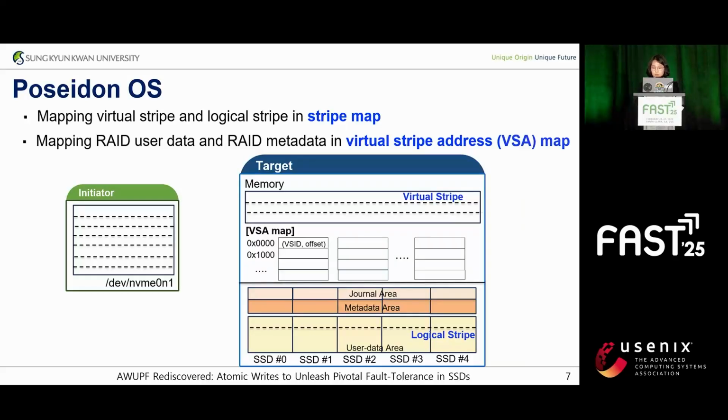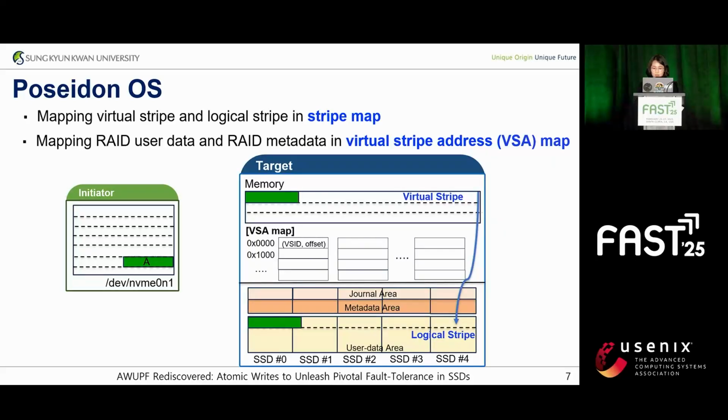Let me briefly introduce the metadata structure of Poseidon OS. In Poseidon OS, data is written sequentially in a log-structured manner. Let's go through an example to understand how this works. When data A is written, it is first stored in a virtual stripe, which is allocated in memory, and then written to a logical stripe, which represents the actual storage space used in the SSD. At this point, to map the virtual stripe to the logical stripe, Poseidon OS manages a stripe map.